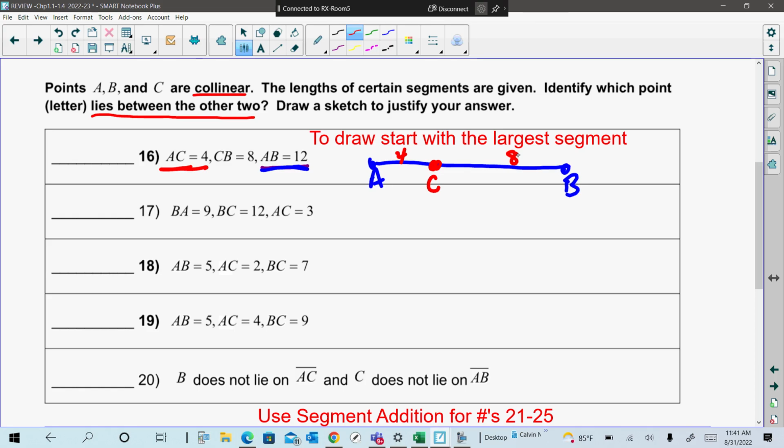Are we okay on that? So this one the answer was C. When I go to the next one, the largest segment is BC, which means B and C are the endpoints. So that means the point between would be A. Does that kind of make sense? So we're just drawing and labeling to problem solve. That's one of the skills you have to have in geometry a lot. So that's just drawing and labeling.